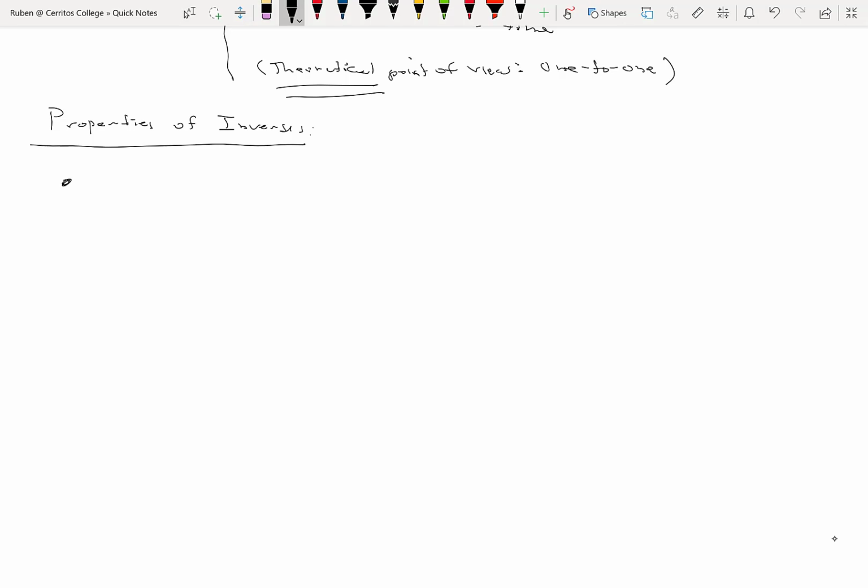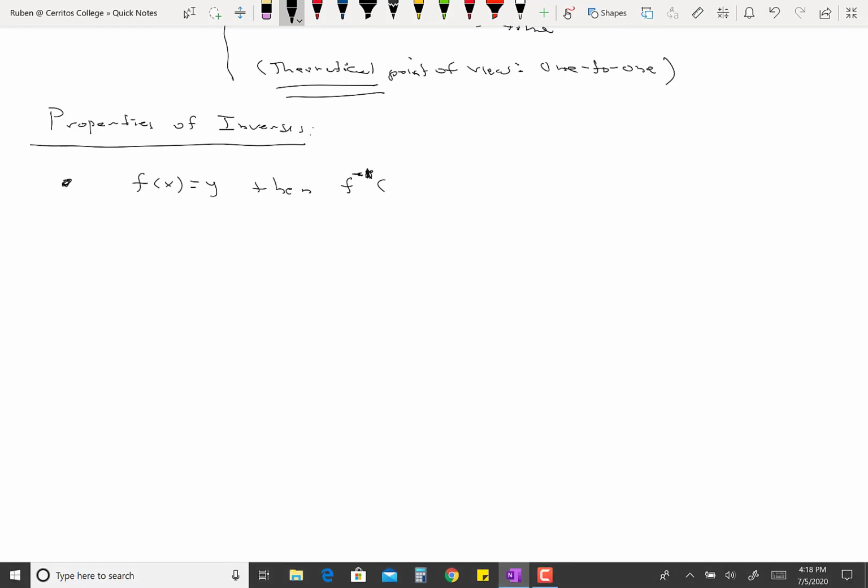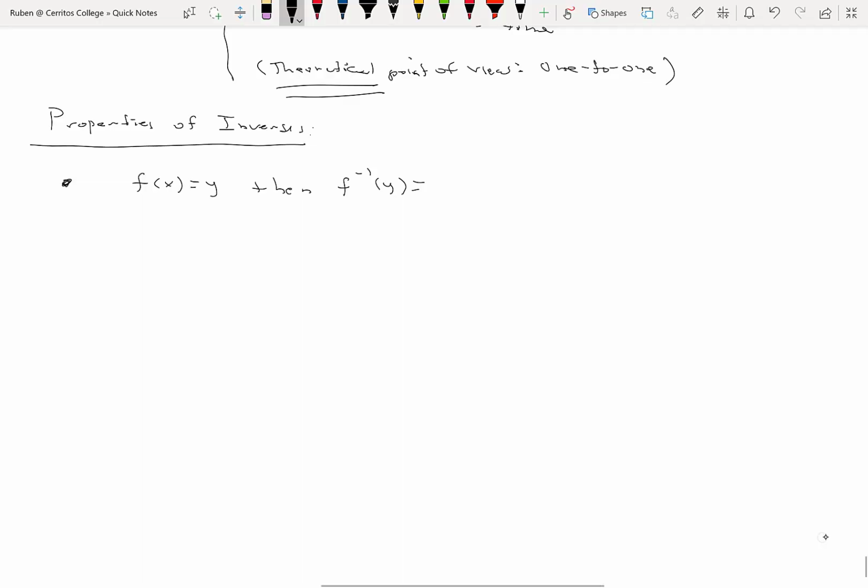So, first property. If f of x equals y, then what is f inverse of y? Let me erase that and redraw it. So that's better. If f of x equals y, then f inverse of y equals what? This should be very clear. It should equal x.